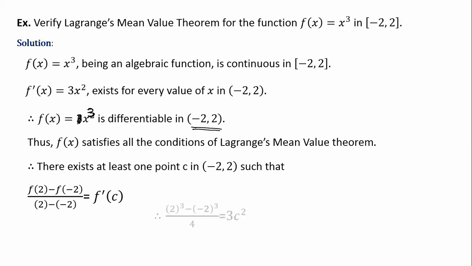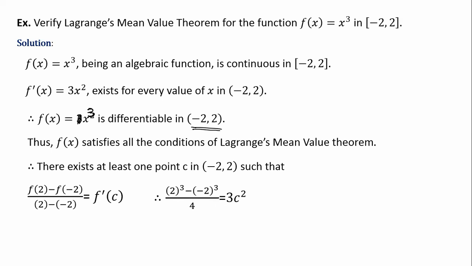So how to verify further? Just go on putting the values here, and let us see what happens. So (2^3 - (-2)^3)/(2 - (-2)), that is 4, and that is equal to f'(c). We know f'(x) is equal to 3x^2. So f'(c) will be 3c^2.